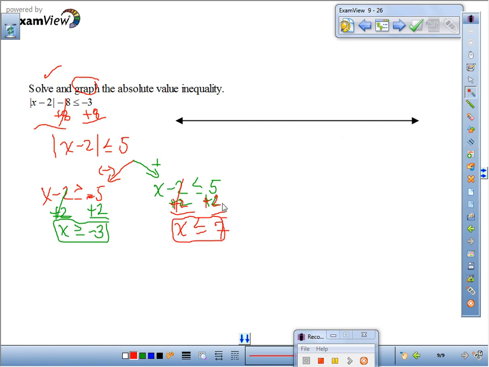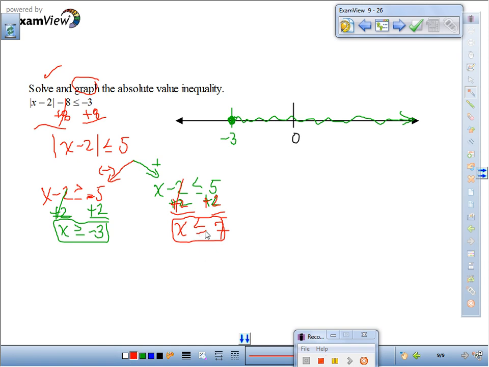I'm going to graph the one in green first. Let's see, the one in green is negative 3, which is right here. Does it include that point? Yes. So therefore, I plot my point. And it says, x is greater than or equal to negative 3. What numbers are greater than or equal to negative 3? Negative 2, negative 1, or all real numbers to the right of that. Is that correct? So you shade all of this like so.